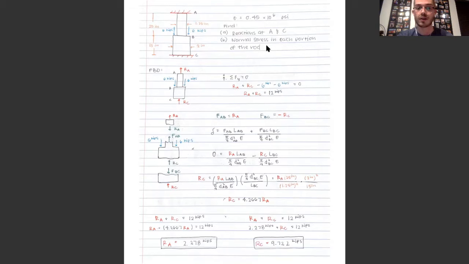Now, in the free body diagram, we have the reaction force of A pointing upwards. We have the two 6-kip forces being applied downwards on the portion BC. And we have the reaction force C also pointing upwards, similar to the example in the type 4 in the notes.